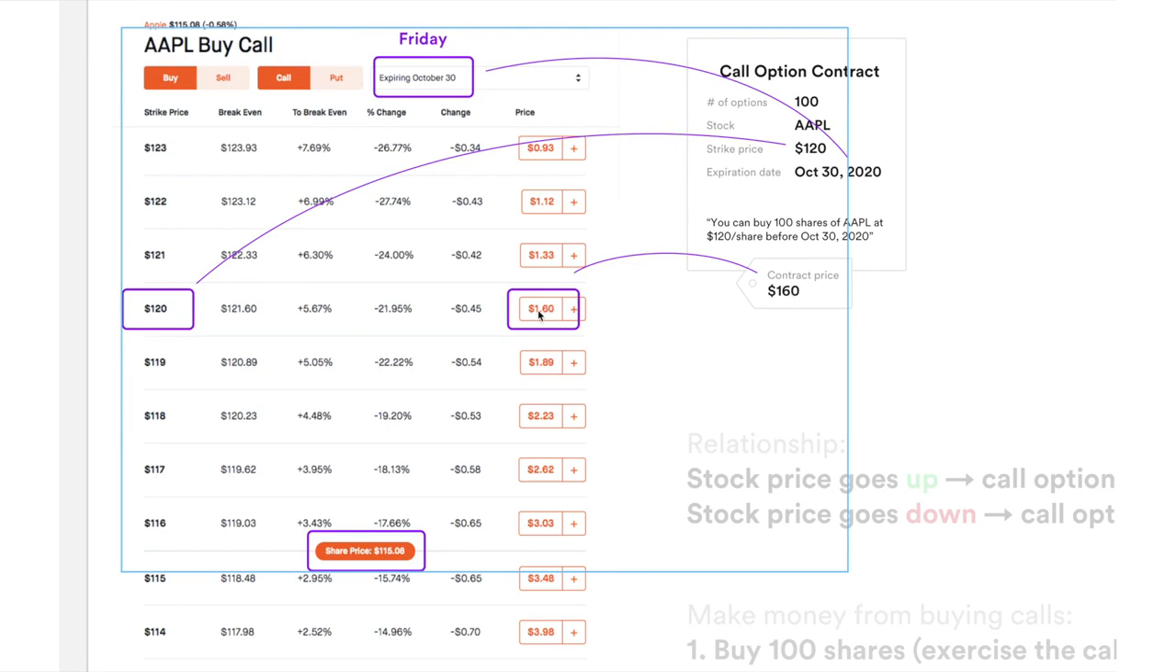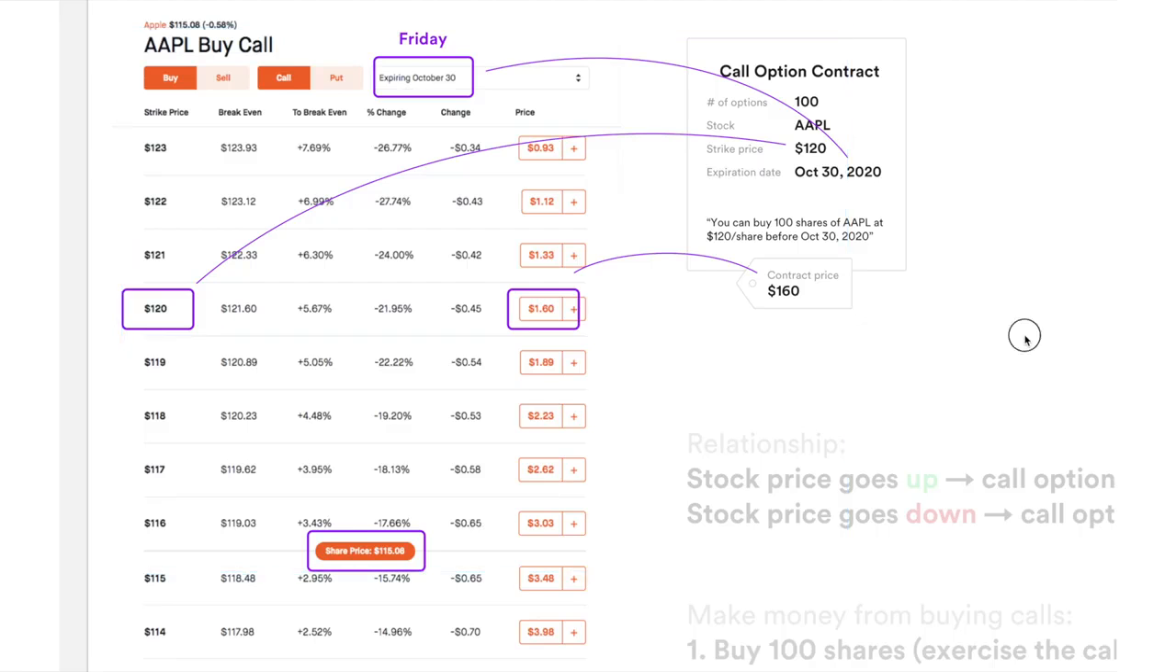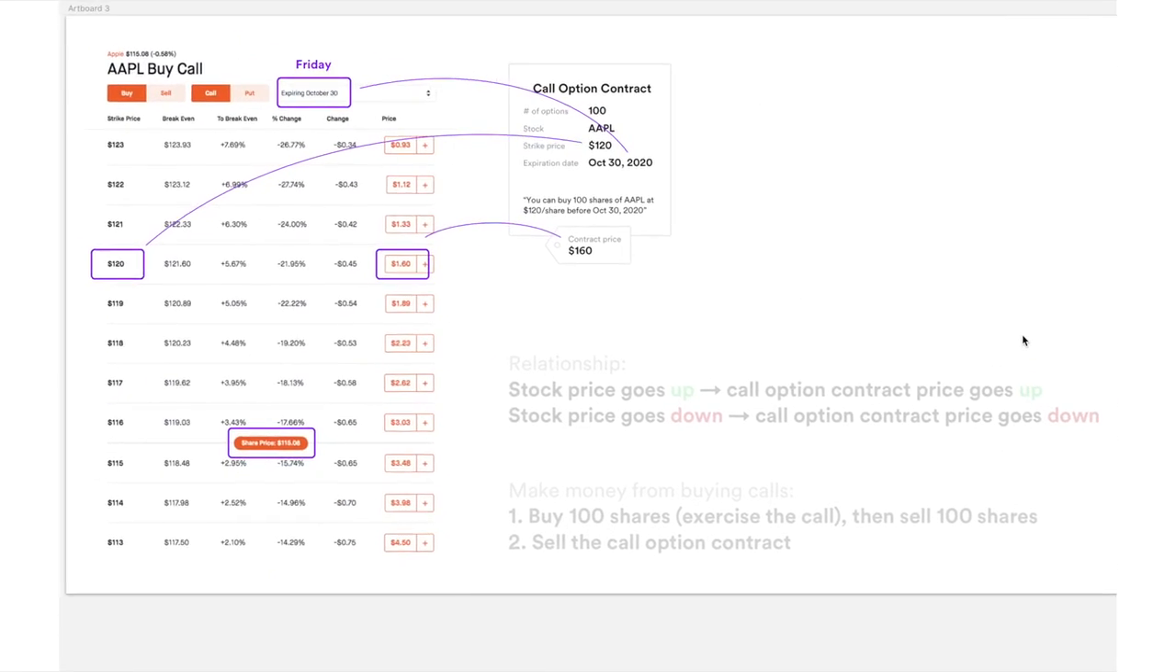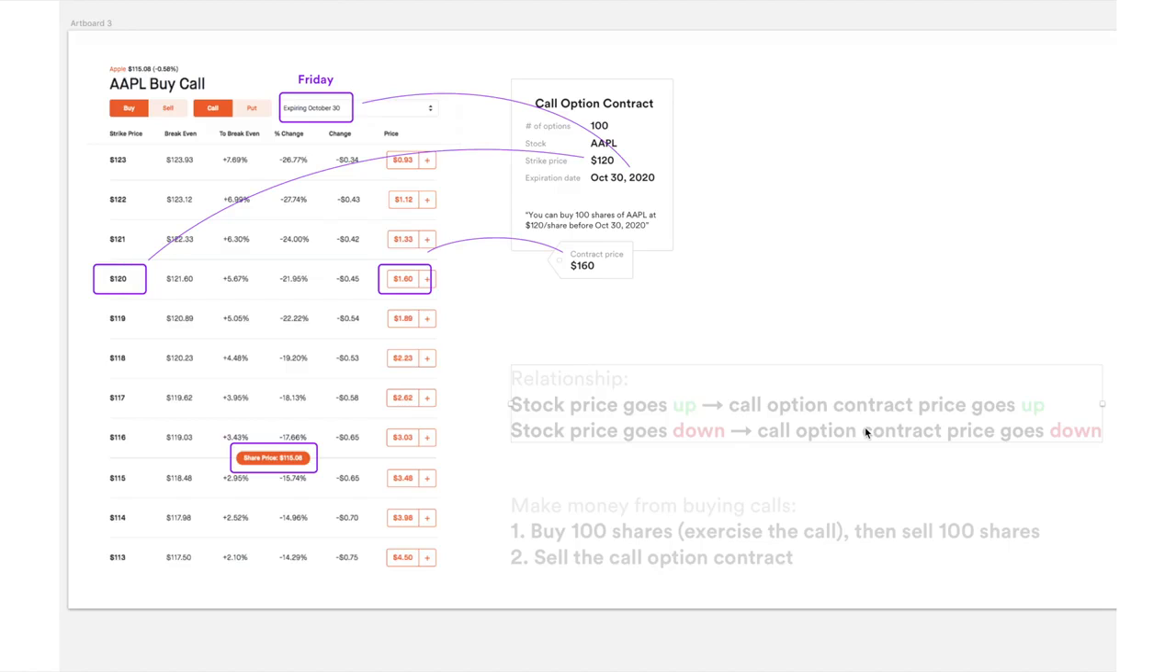You see 1.6 here, because this is the price for one option. And if you remember, options trade in a block of 100. So you have to multiply this number by 100, which you will get $160. That will be the amount that will cost you if you want to buy a 120 Apple call. You can also see the share price right now is $115.08 right here.